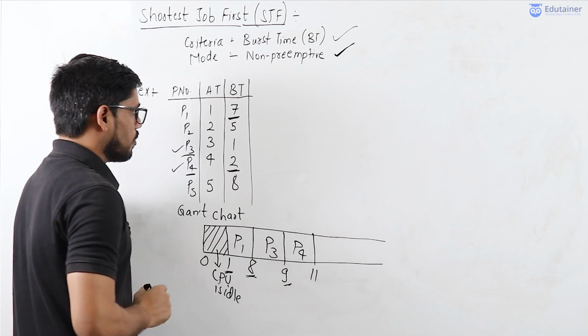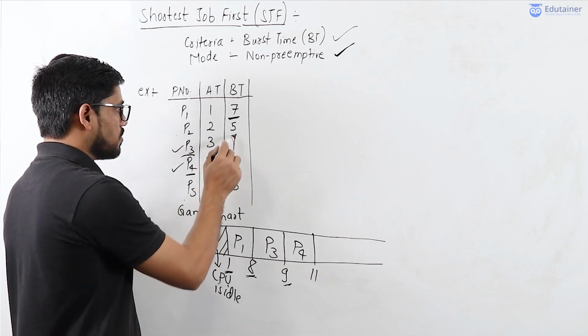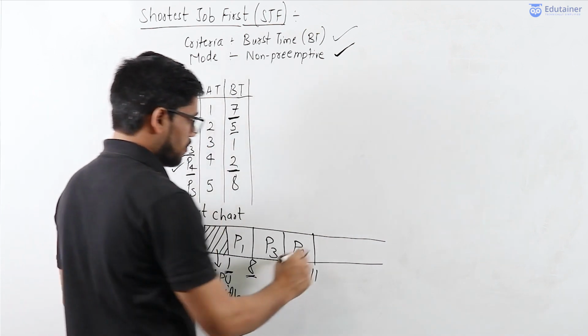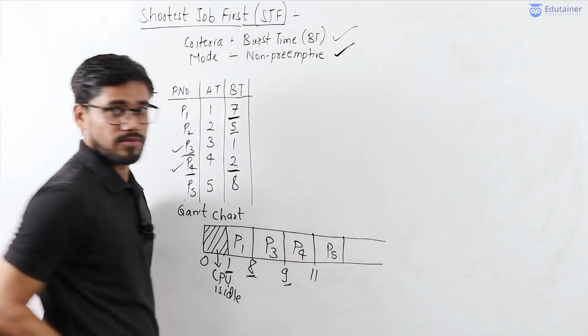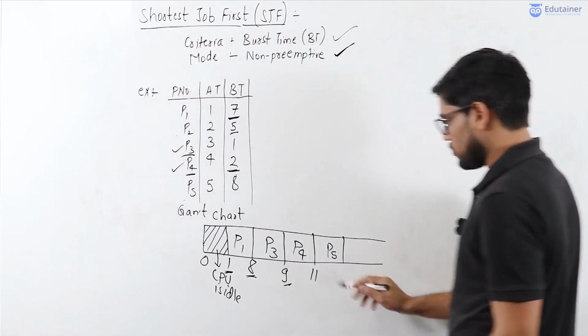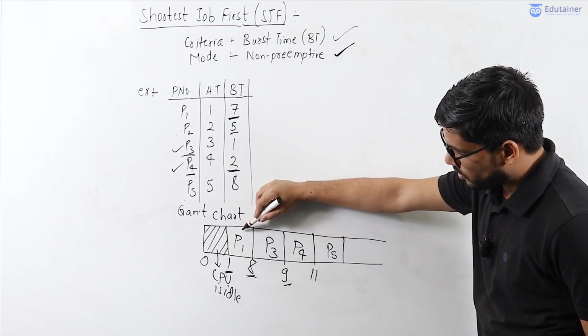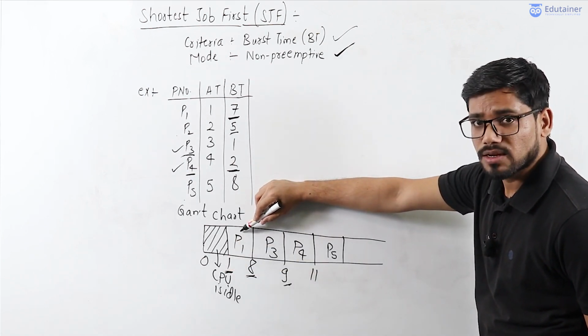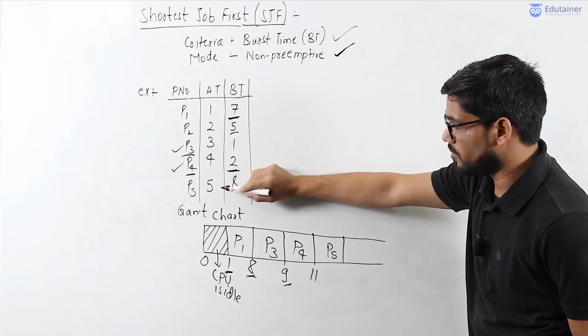After that, processes P2 and P5 are left over, and process P2 has the least burst time. Its burst time is 5. So process P2 will be picked first. Okay, you understood it? What I am trying to say here: process P1 is picked first because it arrived at time 1, and no other process had arrived at that time.